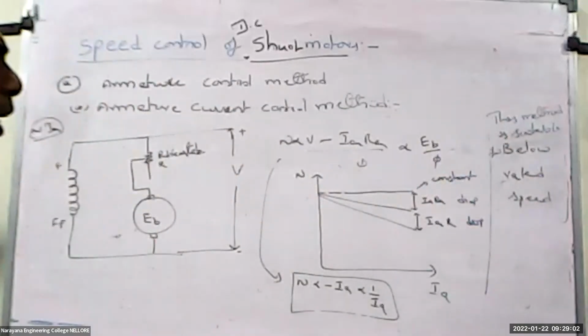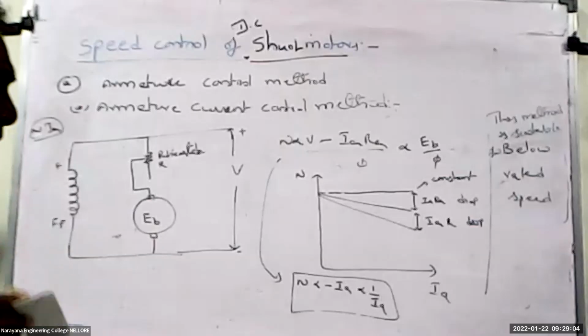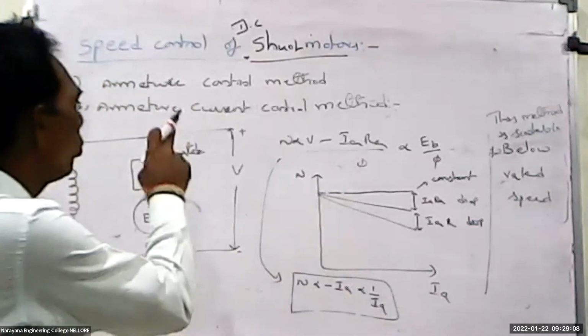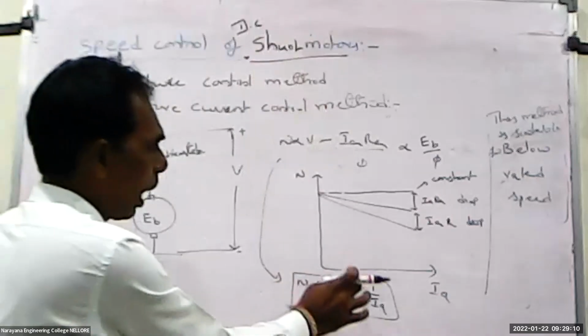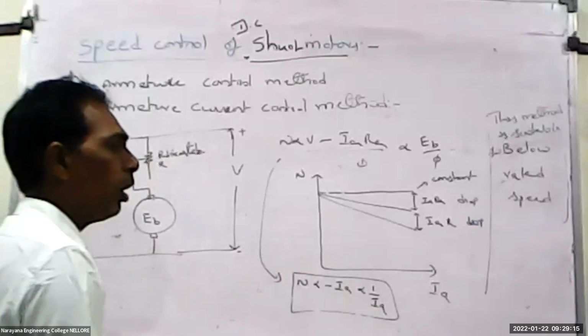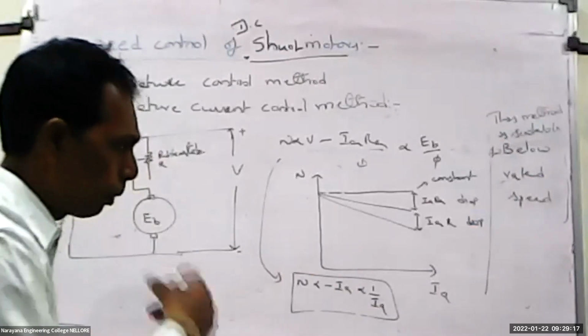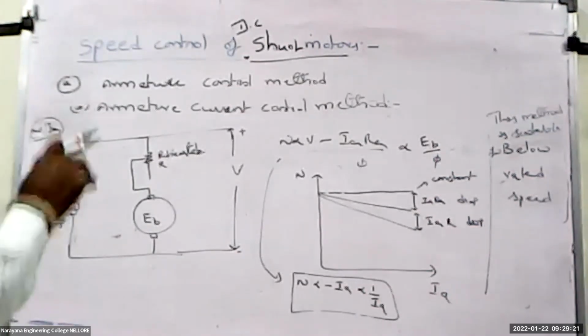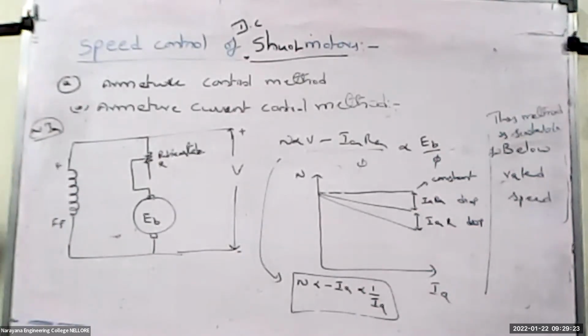Why? Because the relation is the same. The only difference is the current value. IF is very less, so it is used above rated speed. IA is a very high value in the normal case, so it is suitable for below rated speed. Okay. So this is the speed control of DC shunt motor.